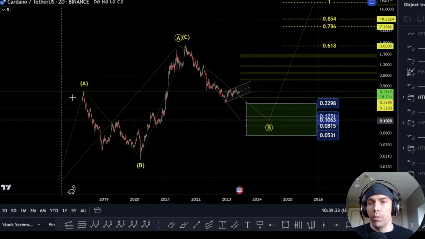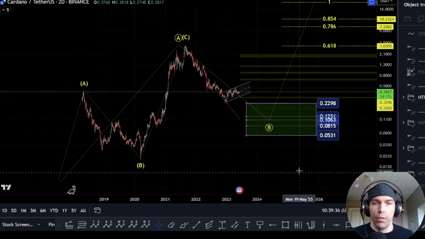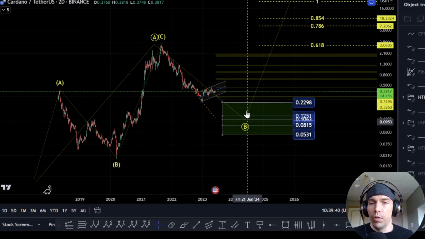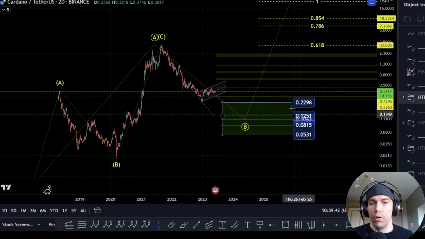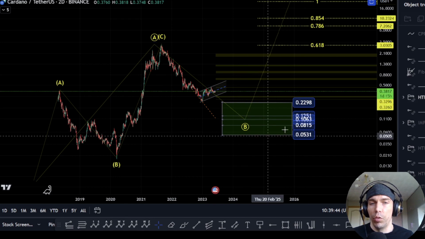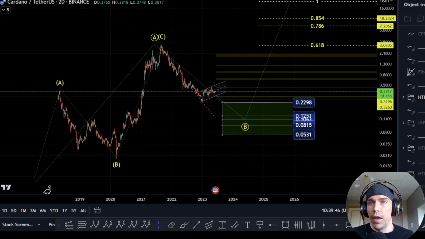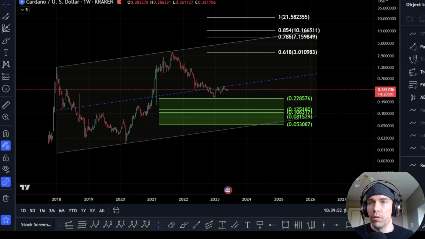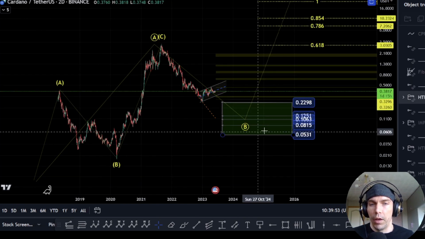Now, if this is the case, what we could then be looking for is actually a B wave to the downside. So I've transposed some of the information off of Kraken. There is a little bit of a discrepancy between these highs and lows, so these areas will obviously be altered slightly, and we don't have all the information here either. So this is just what I'm using to get a little bit of a guide.